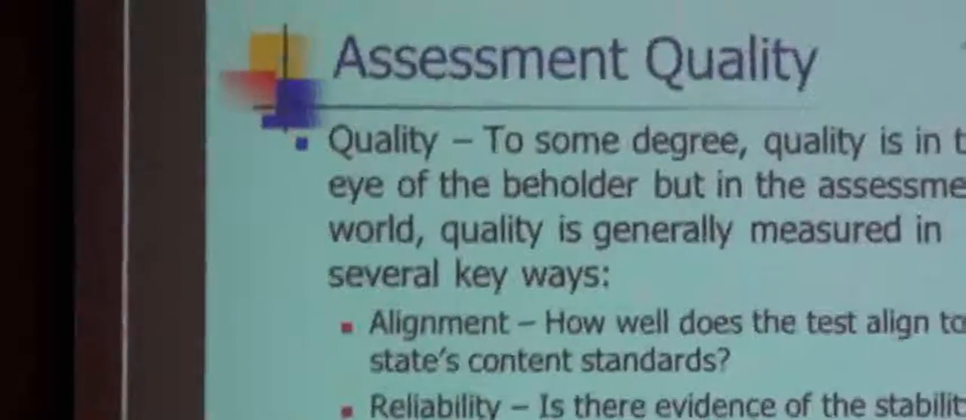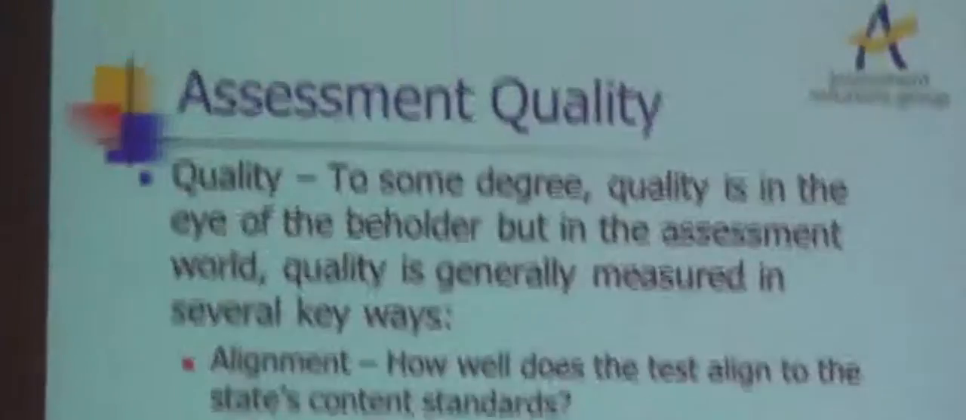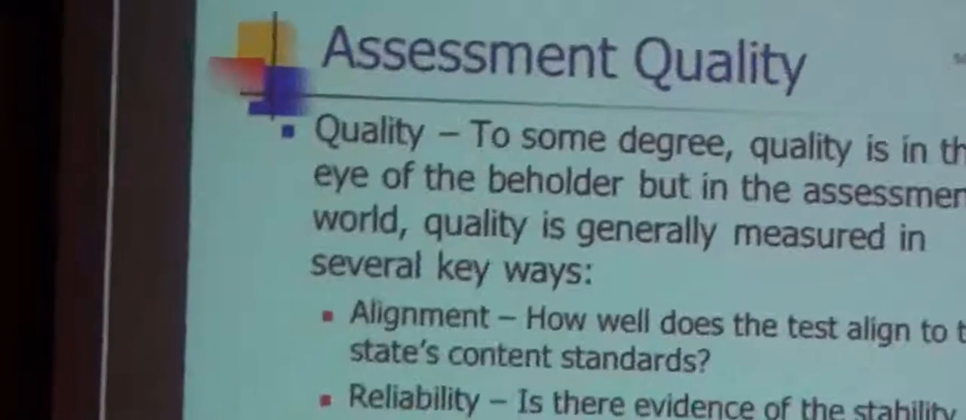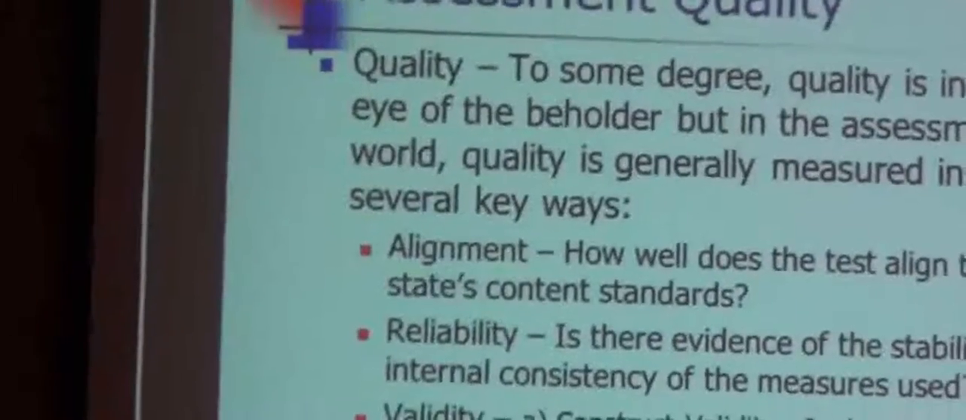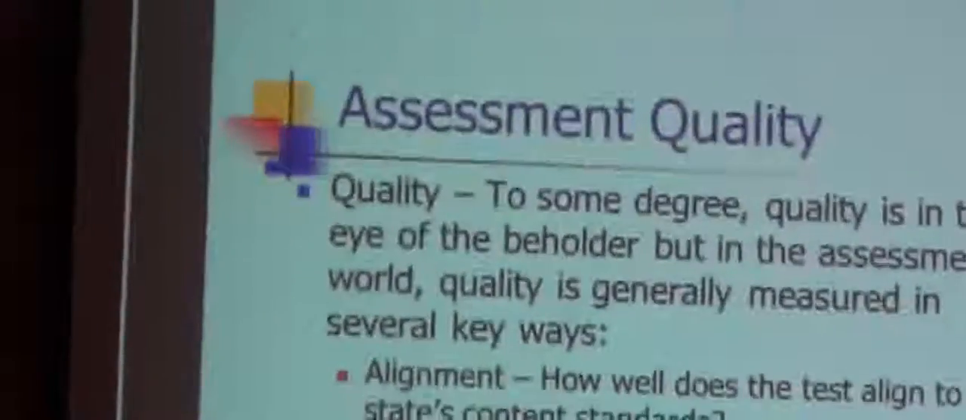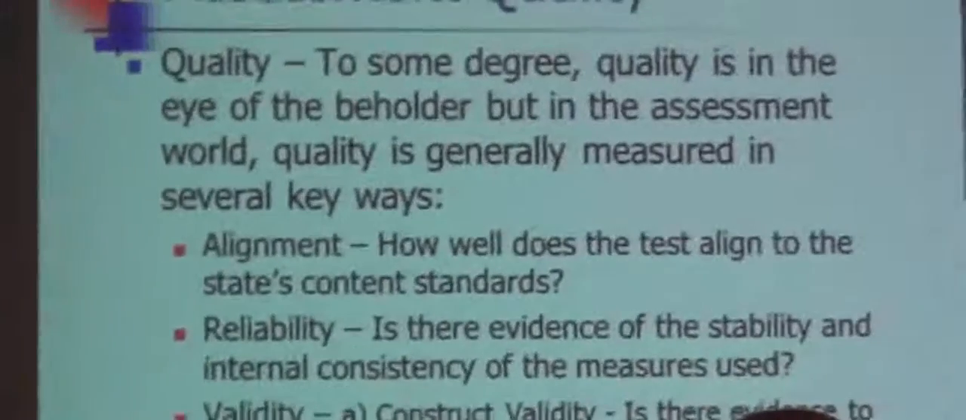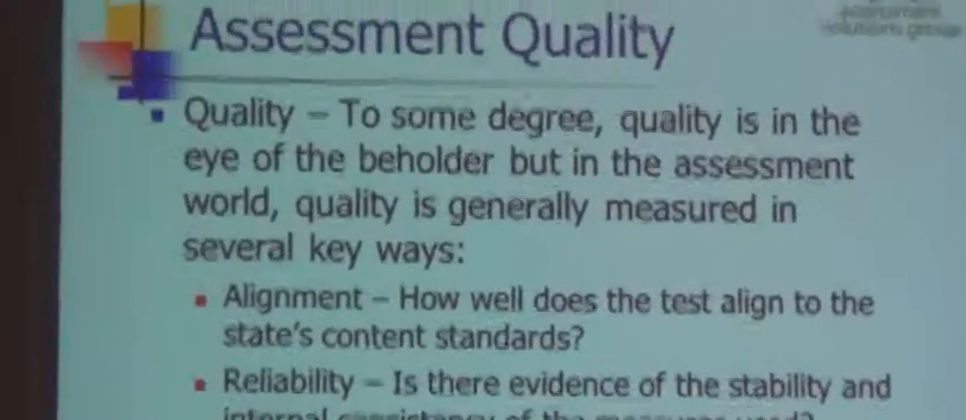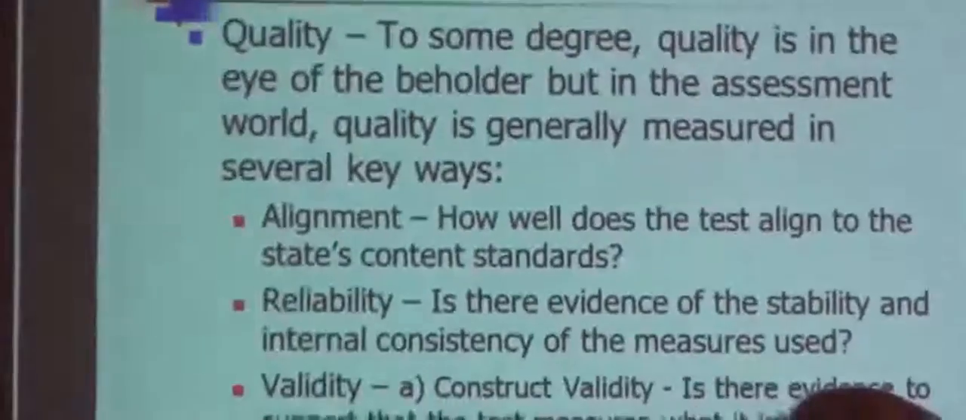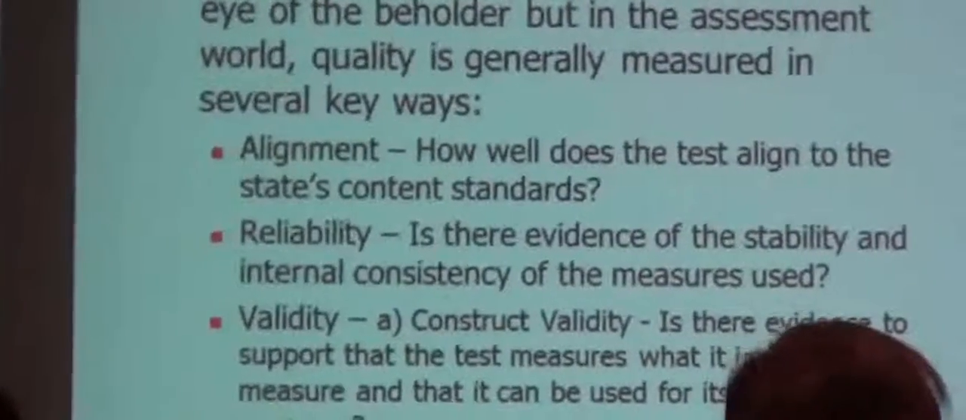Construct validity is something that deals with the underlying construct. If it was reading comprehension as a construct, there ought to be evidence that the items are asking students to read passages and answer questions about them. Next slide.